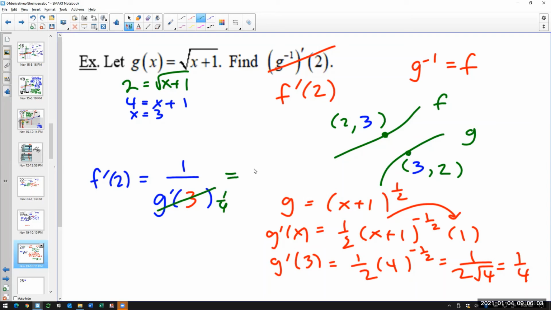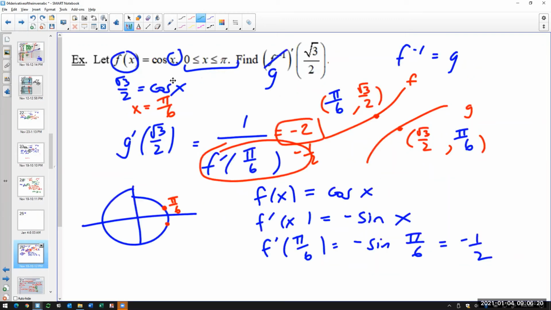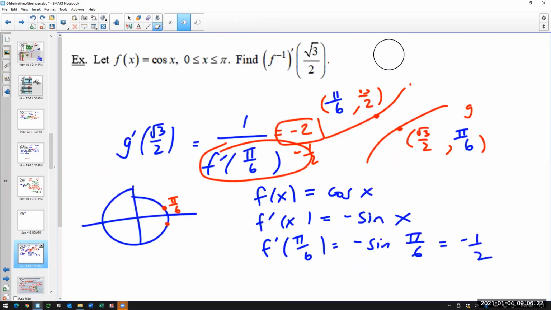So what's my whole answer? 4. How comfortable are you guys feeling with this? It's not bad if you put the numbers in the right place. But again, if you just get one number wrong, it messes you up totally. All right, let's do a cosine problem because you guys hate sine and cosine. That's the only reason I do it, to annoy you.